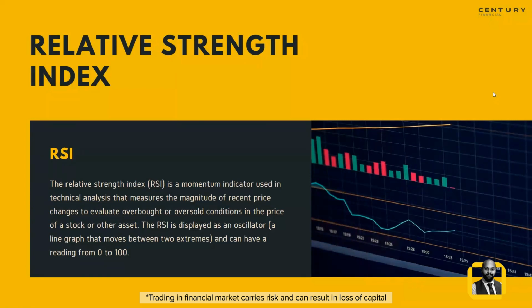So basically, RSI is also known as an oscillator. Oscillator is basically it moves between two different points, and that's the maximum move it can have. I will show you an example of RSI as I move forward.